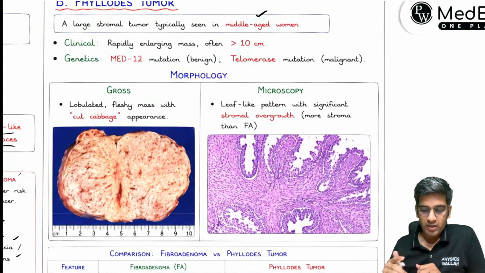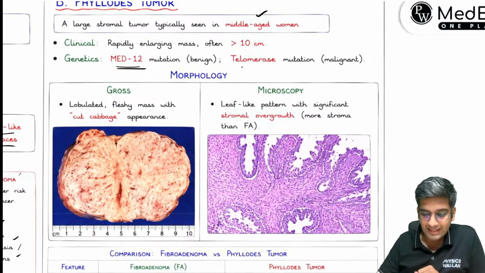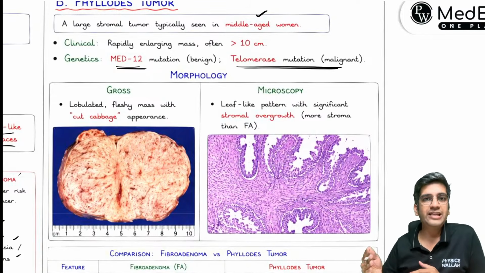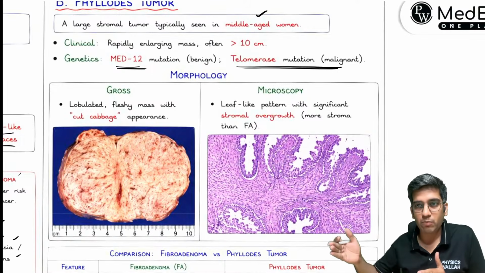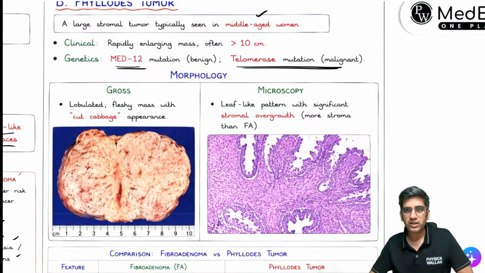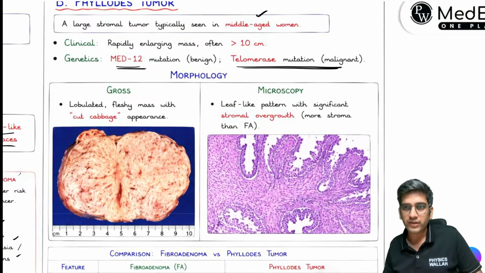Fine. Here also you'll have MED12 mutation, and TERT promoter mutation is commonly seen in malignant phyllodes. Phyllodes has benign, malignant, and borderline. I think I answered most of your question. If you missed anything, do let me know. Fine.